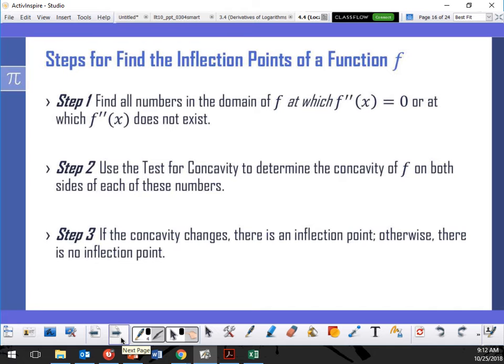Step 1, find all numbers at which f double prime is equal to 0 or at which f double prime does not exist. Step 2, use the test for concavity to determine the concavity on both sides of each of these. So that's the test, we plug in both sides. Step 3, if the concavity changes, there's an inflection point there. Otherwise, there is no inflection point.